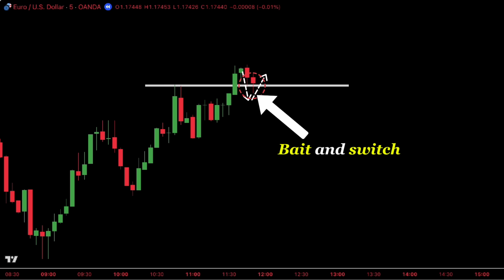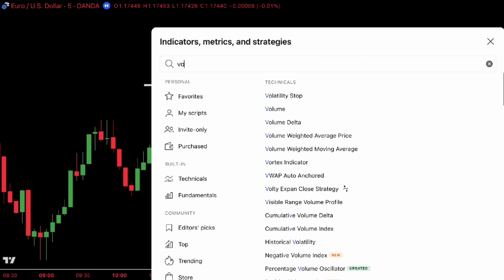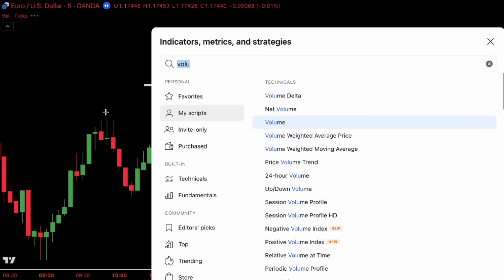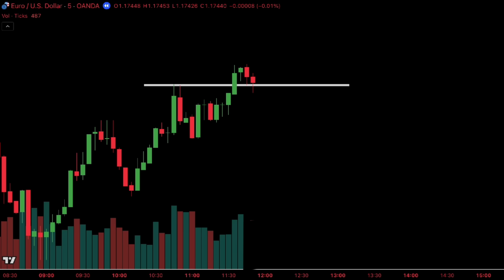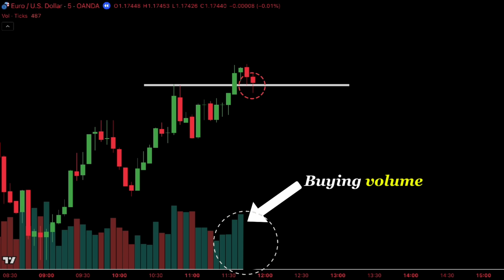But we still need confirmation. This is where we use the volume indicator to understand what is really happening behind the move. If you look at the volume below, you'll notice that right after the bait and switch, there is a strong increase in buying volume, represented by a large green bar. This indicates strong buying pressure. It suggests that institutions are entering the market after the trap. Now we have a strong setup on the 5-minute chart.